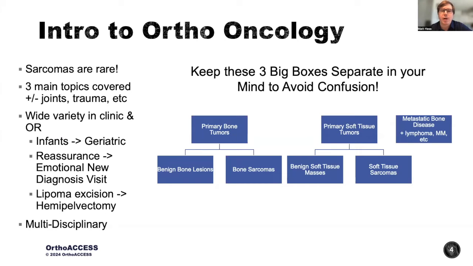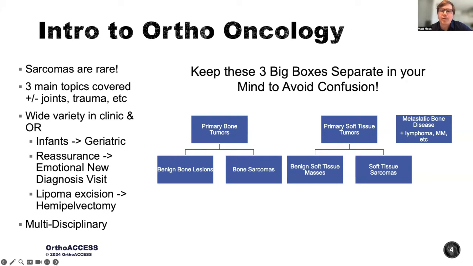The intro to orthopedic oncology. When you're on the rotation, I highly recommend you think of everything within three big boxes. Primary bone tumors, whether those are benign or malignant, which we would call bone sarcoma; primary soft tissue tumors, such as benign soft tissue masses, or when they're malignant, soft tissue sarcomas; and then the third box is really metastatic bone disease, and sprinkled in with that is lymphoma, multiple myeloma, and other metabolic conditions. But in general, what you should know is that sarcomas are very rare. You're going to see a lot more benign stuff, and you're going to see a lot more metastatic disease than you are going to see primary bone and soft tissue sarcomas.